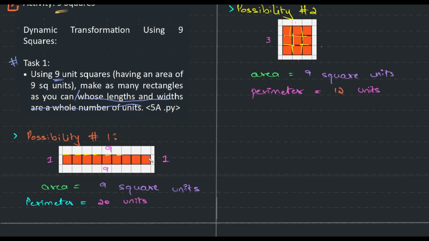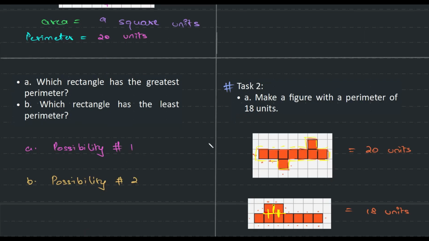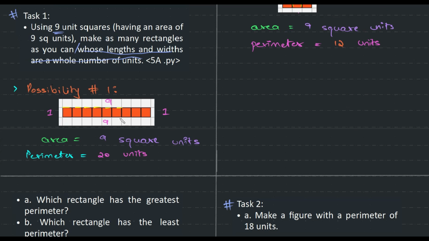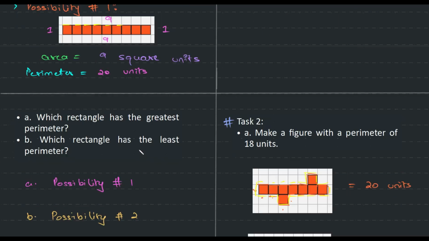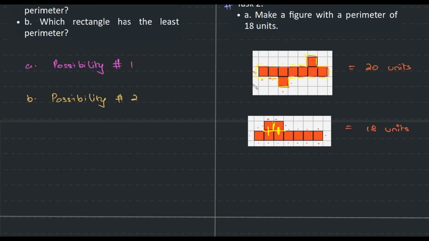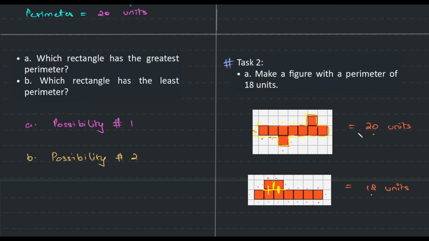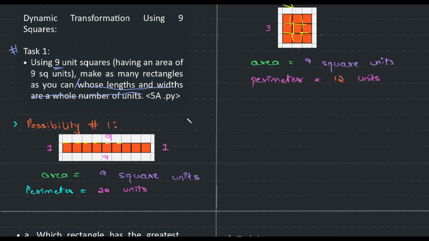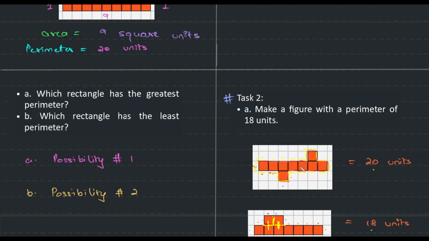Okay, so this is shape number 1. I was able to make another shape with the same amount of perimeter. Right? This is one possibility. So can you make other shaped figures for each of the above 3 perimeters? So what did we get? We have 18, we have 20, and we have 12 also. So 20 we were able to get.